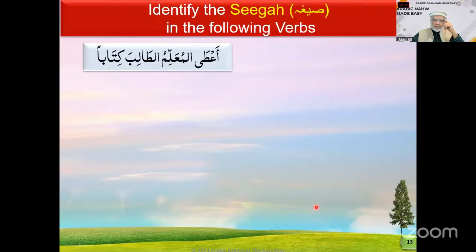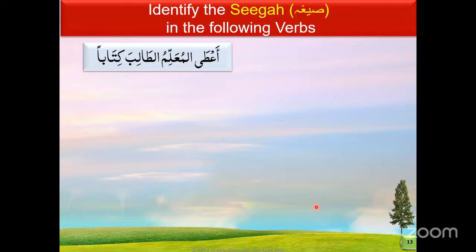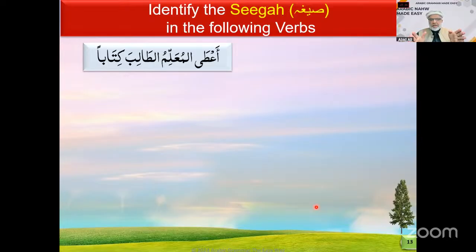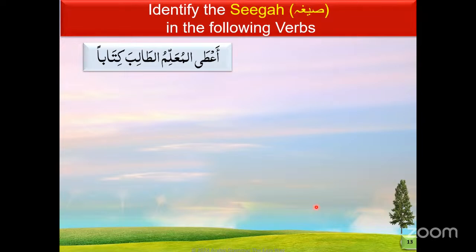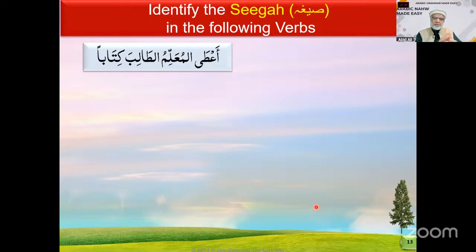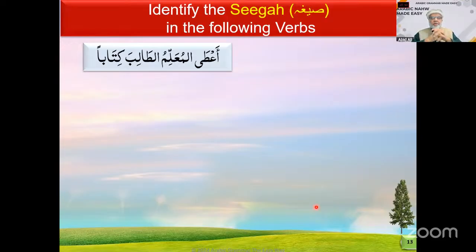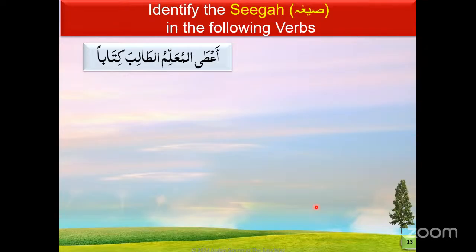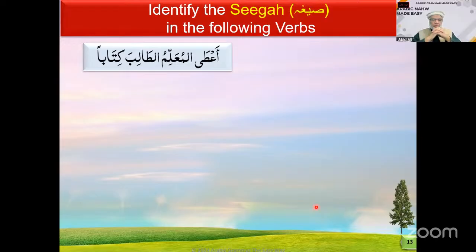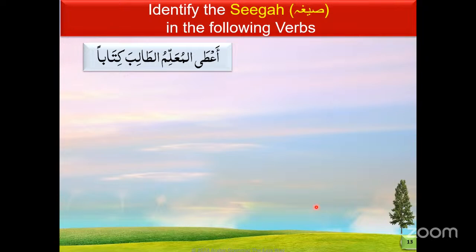Brother Taj: A'ta al-Muallimu at-Taliba Kitaban. Ata means give. The Muallim, the teacher, gave the student a book. Now, how many objects do you see in this sentence, Brother Taj? Two. Which ones? Taliba and Kitaba. Why is that?